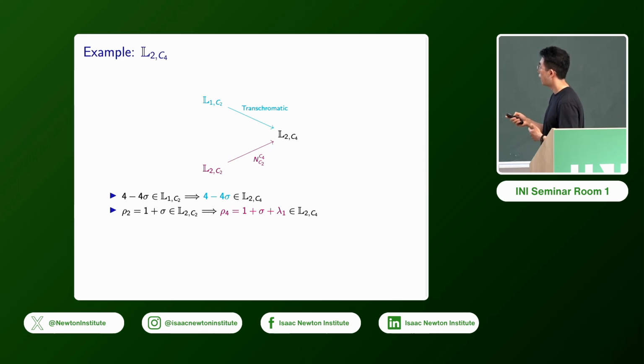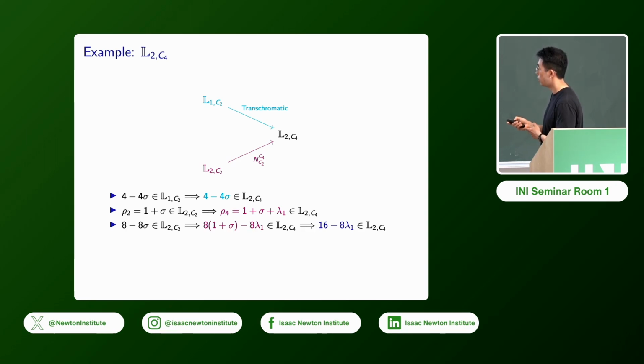So for the bottom, I have the regular representation, 1 plus sigma. That's a periodicity here, and I'm going to norm it up. So 1, when you induce it up, becomes 1 plus sigma. And sigma, when you induce it up, becomes lambda 1, which is the C4 rotation by 90 degrees. It's a 2-dimensional representation. So I get this periodicity.